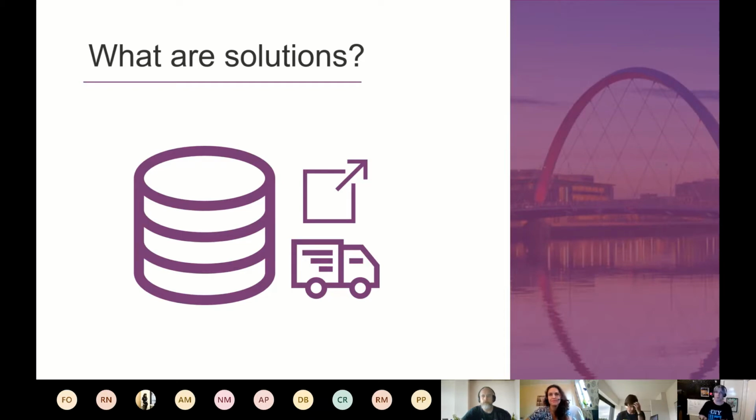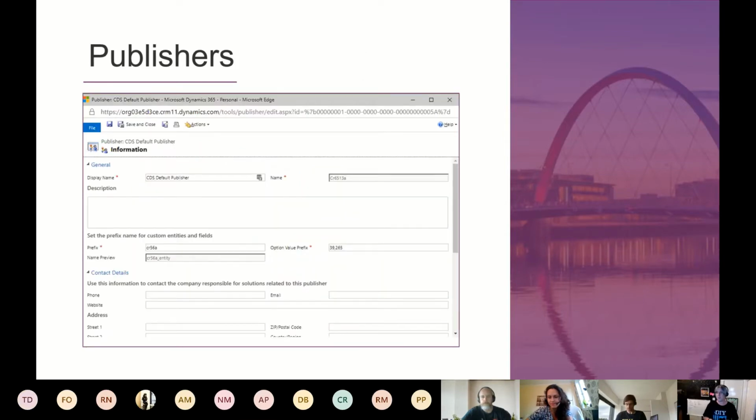Before I go into solutions, it's worth touching on what a publisher is. There's a record associated with a solution called a publisher, and that's a publisher record there. This is the CDS default publisher. Publishers provide us with information on who made the changes to the common data service, and partners and ISVs should include their address and contact details.